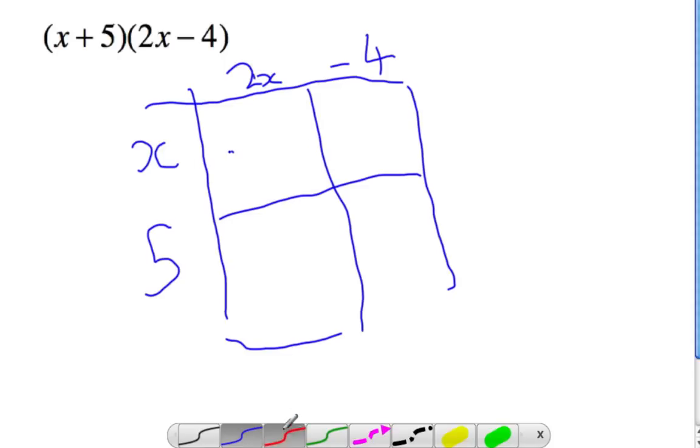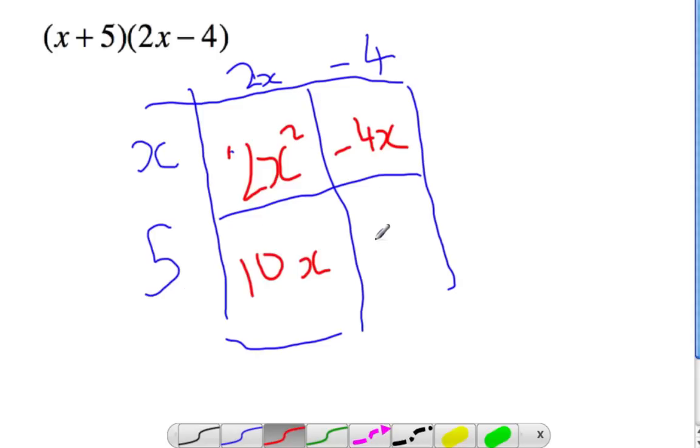So 2x squared. And then x times negative 4 is negative 4x. 5 times 2x is 10x. And 5 times negative 4 is negative 20.